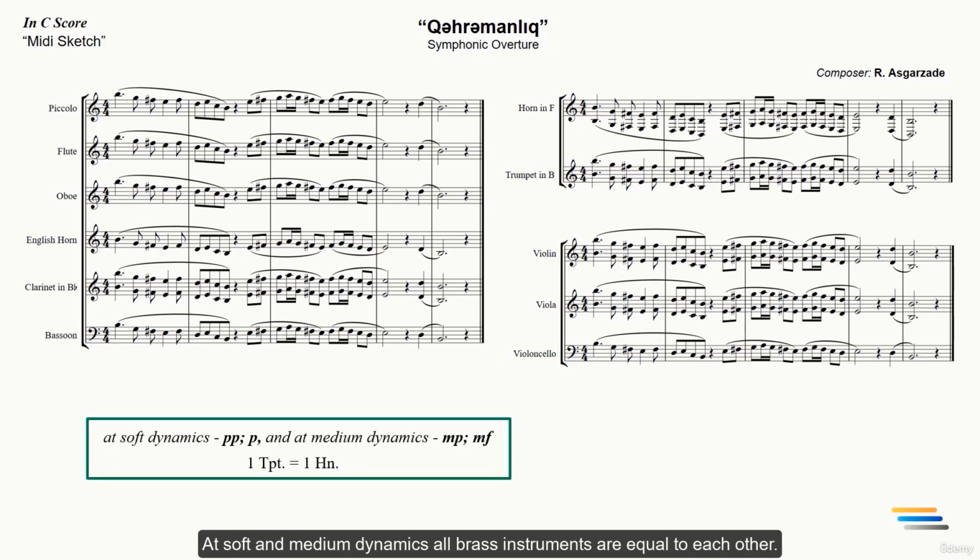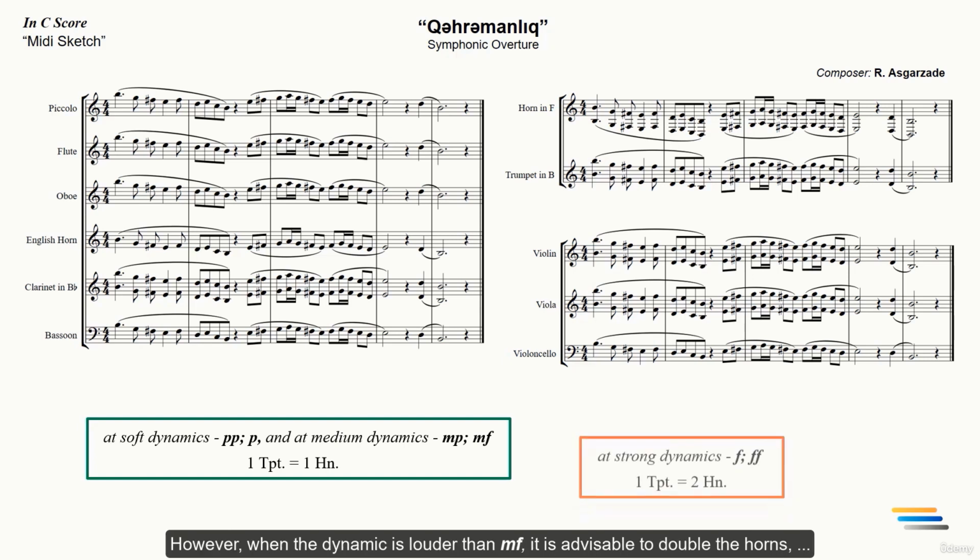At soft and medium dynamics, all brass instruments are equal to each other. This means that each brass instrument can be assigned a separate pitch depending on the register placement. For example, if the dynamic is mezzopiano, one trumpet is equal to one horn.